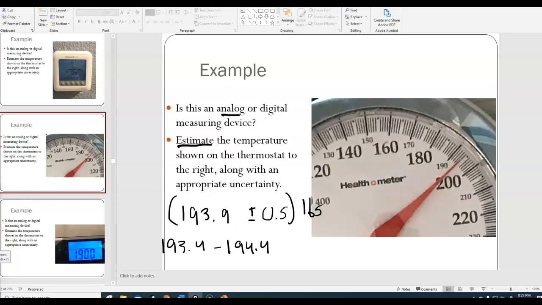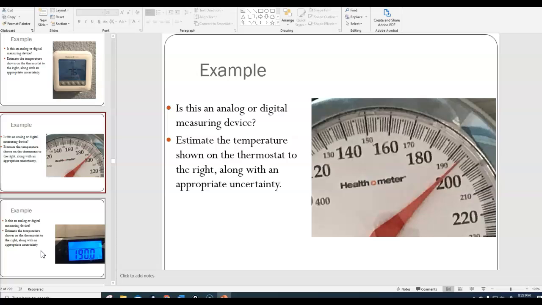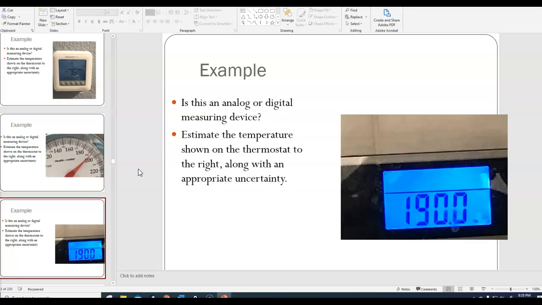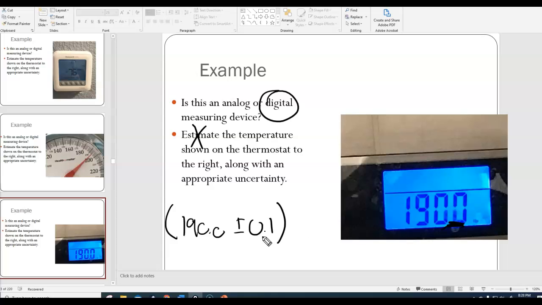Okay, so I'm going to erase this. And just to show you one more example, this is a digital measuring device. Remember, with a digital measuring device, we don't really have to make an estimation. We can just write down the actual measurement. And if we don't know any better from the manufacturer, then we can assume that the uncertainty is plus or minus 1 in the last decimal place. And so I would say, because there's one decimal place right here, plus or minus 0.1 pounds would be a reasonable uncertainty.